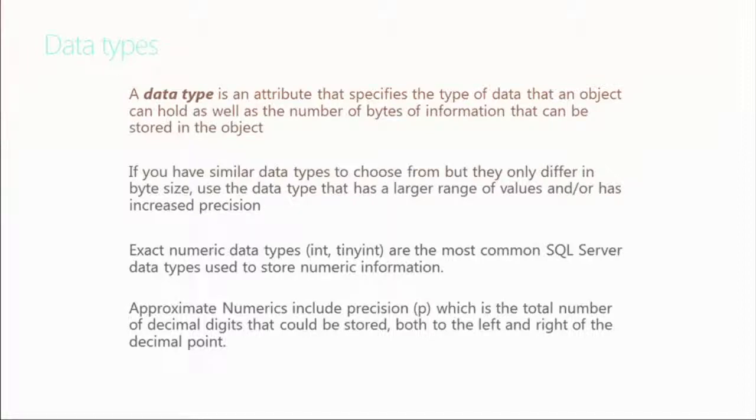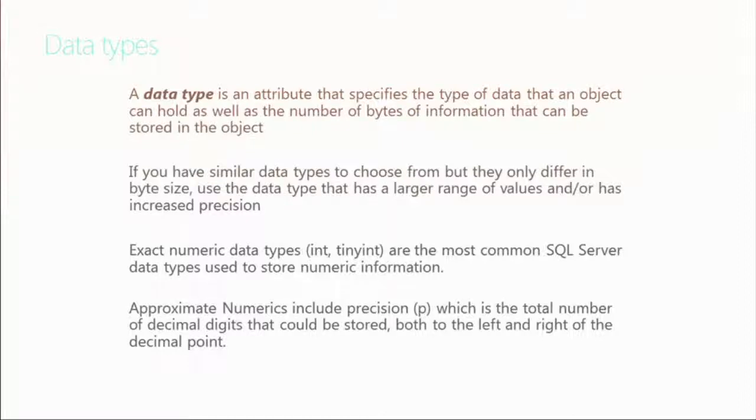The idea is to use the data type that has a larger range of values, just to make sure that you have a better chance of increased precision, and you make sure that you don't have an overflow error by not having a data type large enough to store the content. Some exact numeric data types are int and tinyint, and these are probably the most commonly used data types because they're storing numeric information.